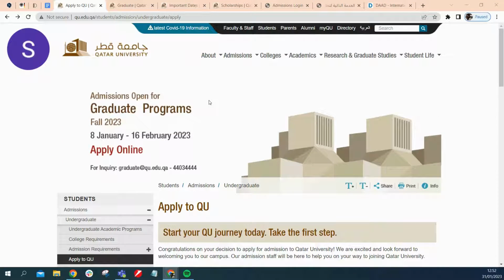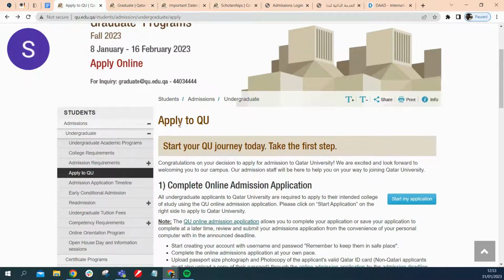So we're on the website of Qatar University and looking at, first of all, it says admission is open to graduate program for 2023 and it's from 8th January until 15th of February. So this is going to be closing 16th of February, sorry. So please do well to apply before this deadline.